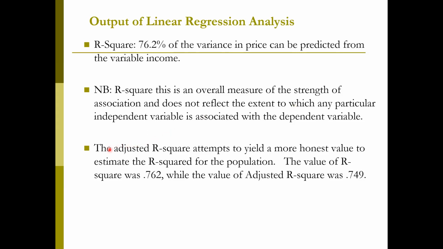Again, there is what we call the adjusted R square. The adjusted R square is like an honest friend. It attempts to yield a more honest value of the estimated R square from the population. Remember, our R square is saying 67.2%. But adjusted is saying no. In a normal, honest manner, it is 74.9.